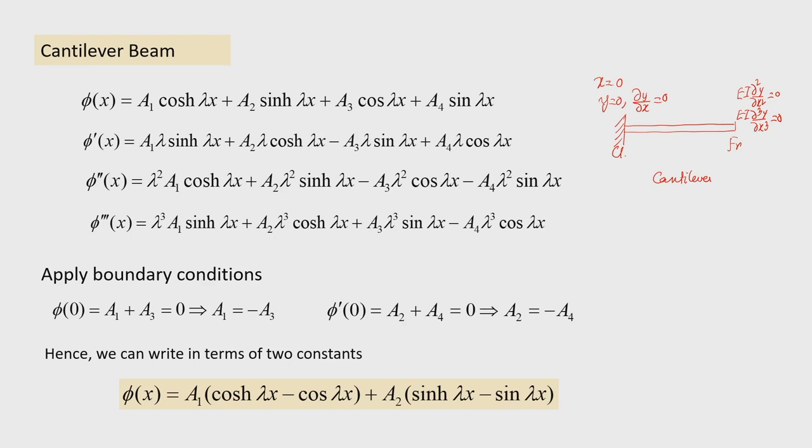Now utilizing these two conditions, the mode shape function, you can see previously it was containing four constants of integration. Now I am writing this in terms of two constants of integration, because this relationship is obtained. Because of this relationship, now I can write a1 cos hyperbolic lambda x minus cos lambda x plus a2 sin hyperbolic lambda x minus sin lambda x.